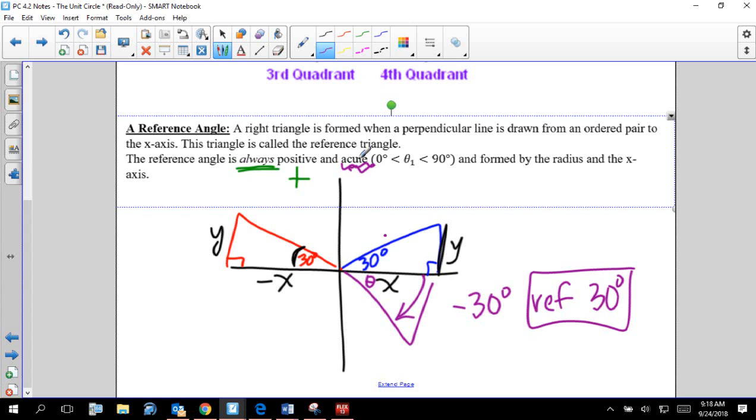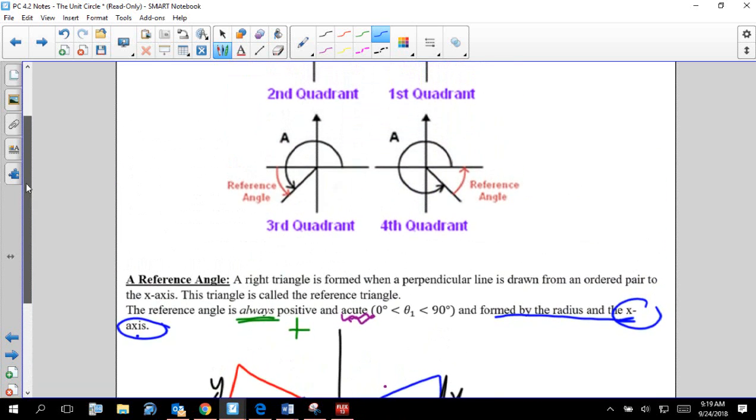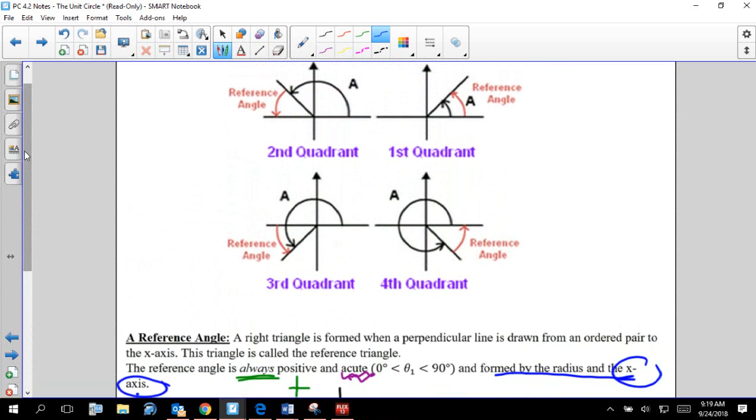And then the last thing is where it's located. It's always formed by the radius and the x-axis. Always the x-axis, the main axis. We never go to the y-axis. So all of these pictures up here have reference angles that are showing you they're here at the x-axis, right there by the origin, always to the x-axis. Okay? You remember those three things? That should be easy. Give me points on the quiz or test, because I'm going to ask you to find the reference angle. Easy three things.